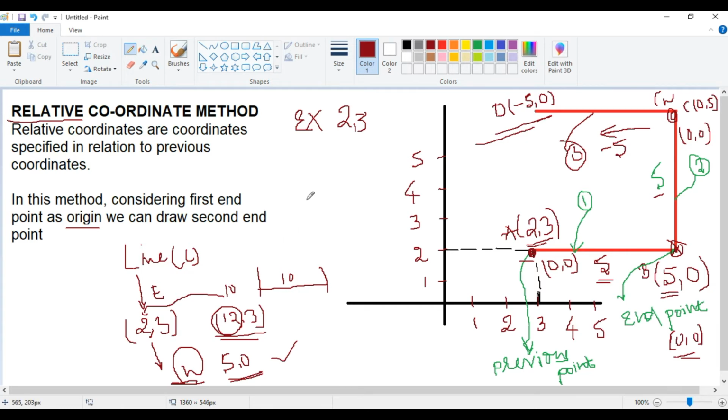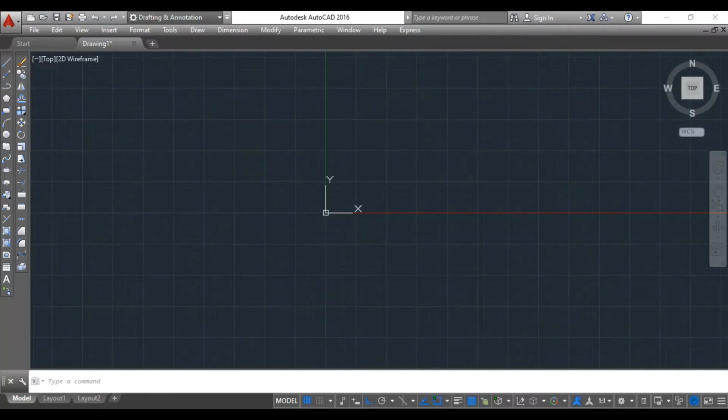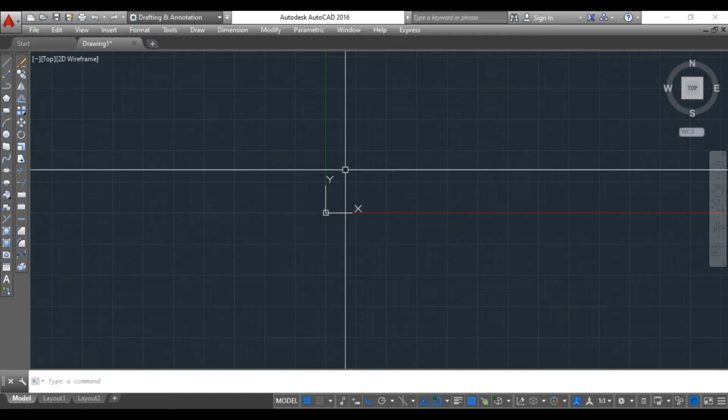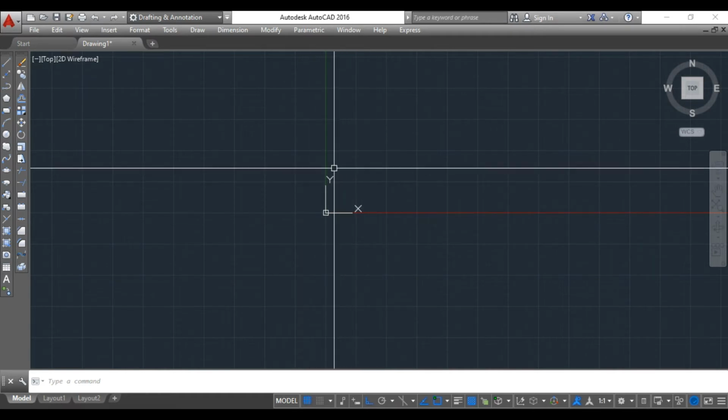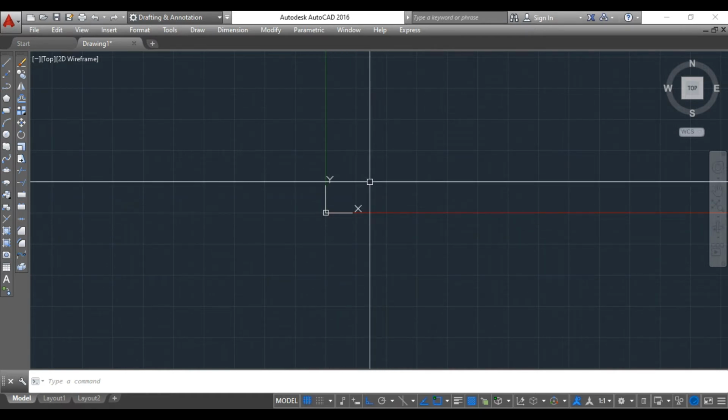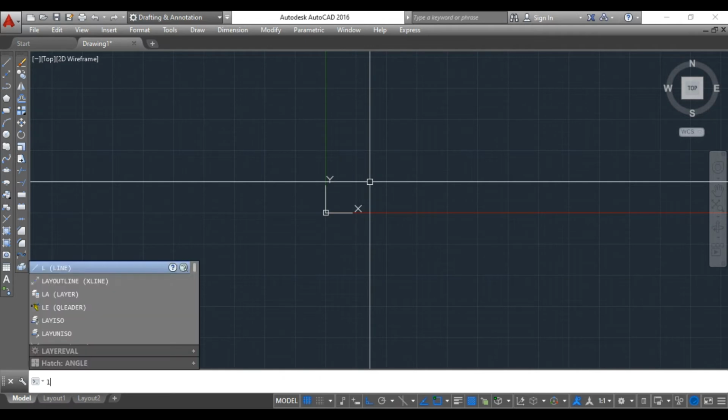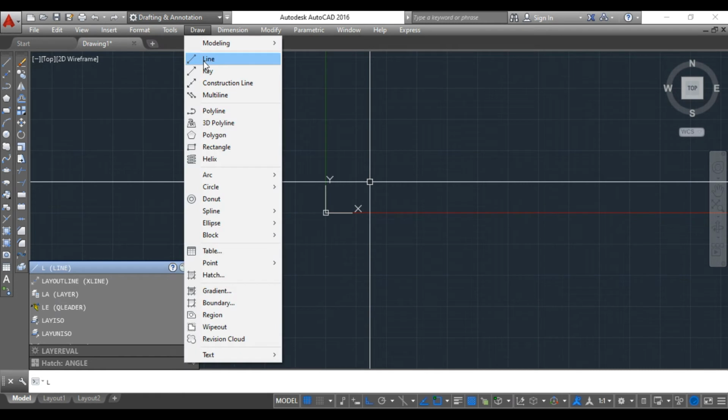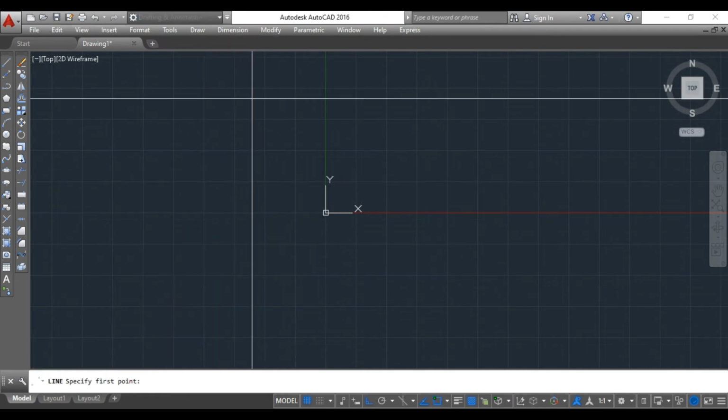In the relative method, sign convention is important. So I will draw and show you how to draw this relative coordinate. See here, I have kept it at the center to make it easier for you to see. I have typed L and I will press enter because I know the shortcut command for the line. So I will do it with the help of the keyboard now. Or you can write the complete word line in the command line, or you can choose line from here, or you can go directly from the toolbar also. Any one method you can use to draw.